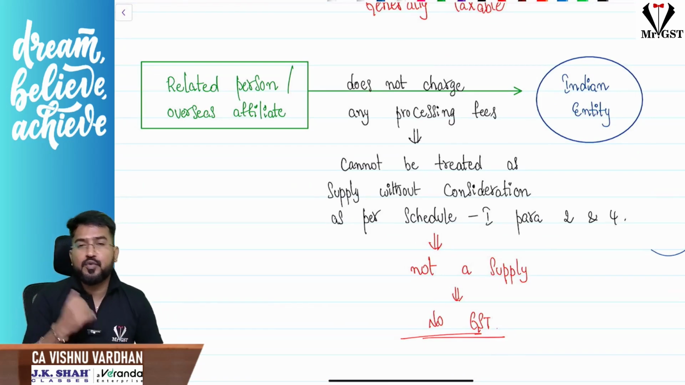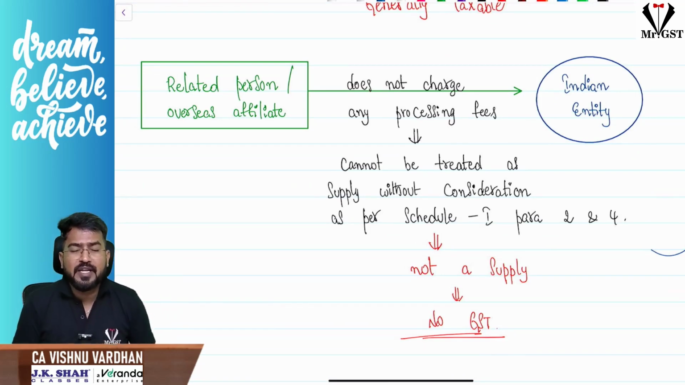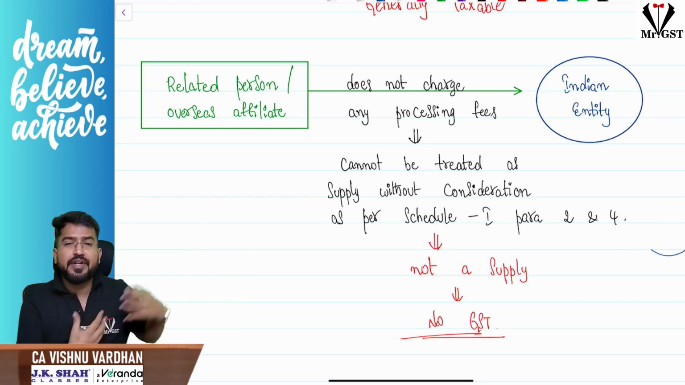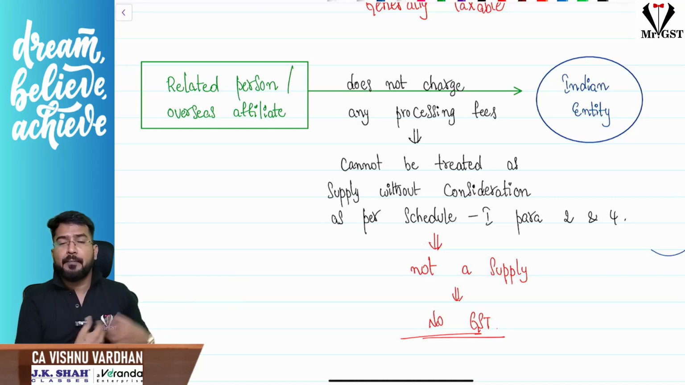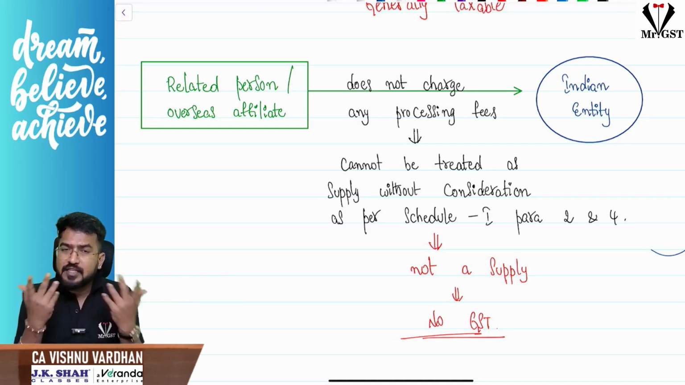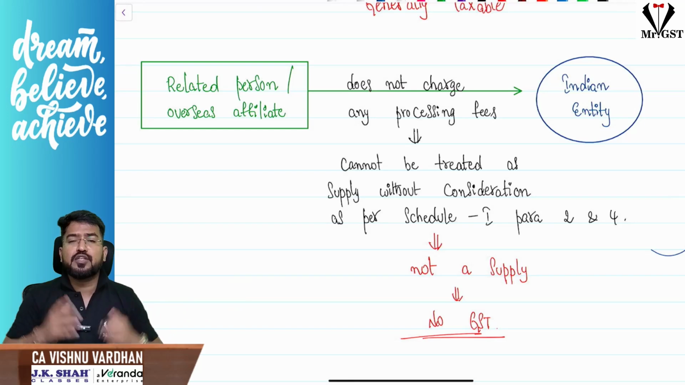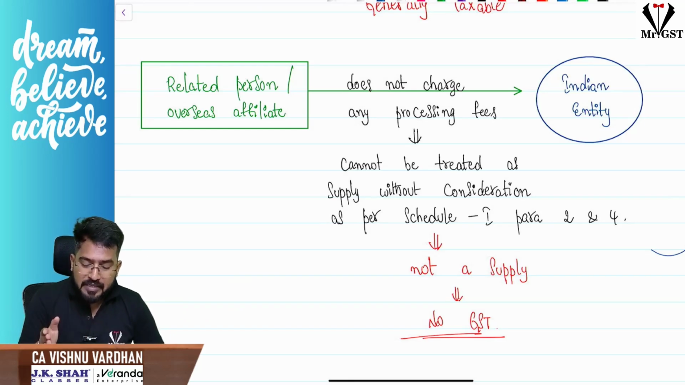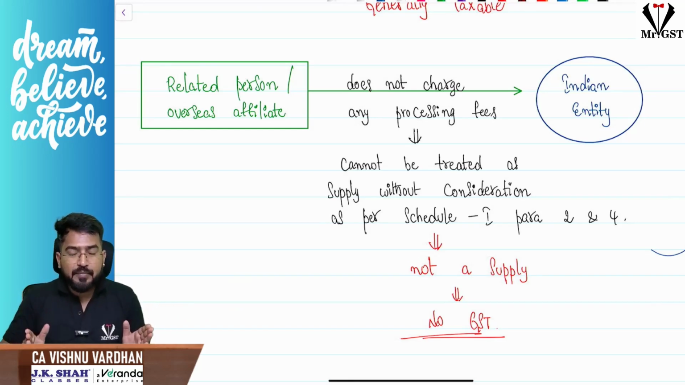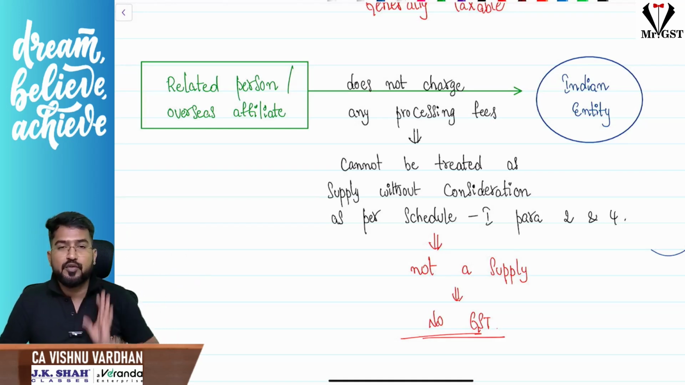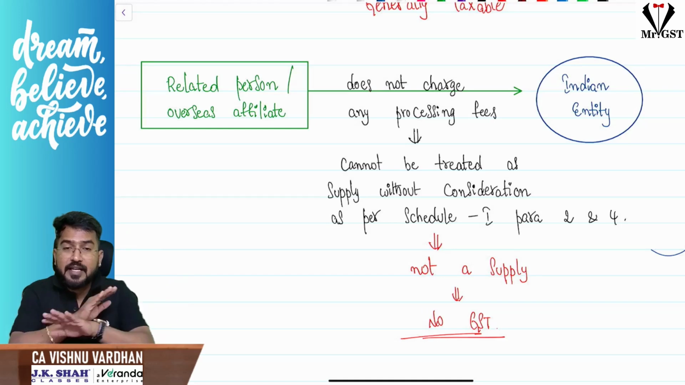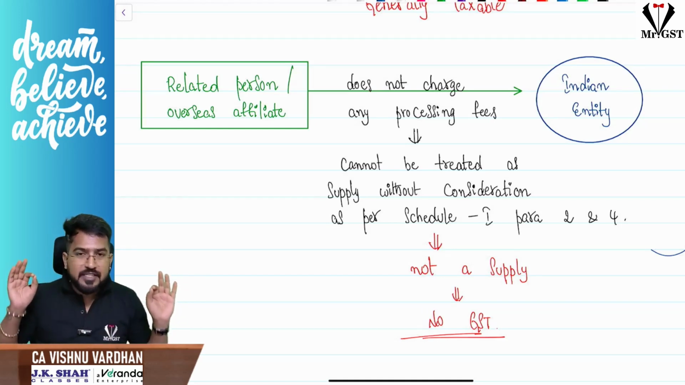Schedule 1, para 2 and 4 will come into the picture. This is called supply. But you cannot say that here, because in this case my own related person or affiliate abroad is giving me the loan, so they won't do any background verification. The processing fees concept itself will not come. So the department has clarified it cannot be treated as supply. You cannot say this is importation of service without consideration, that they did not pay processing fees but should pay GST on this. You cannot argue like that. It is not subject to GST.